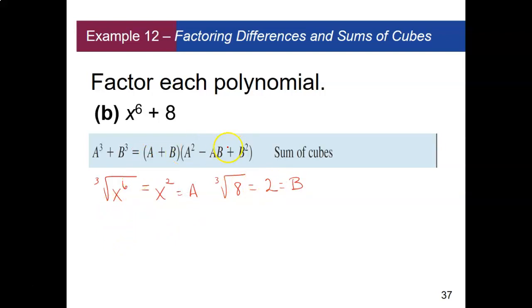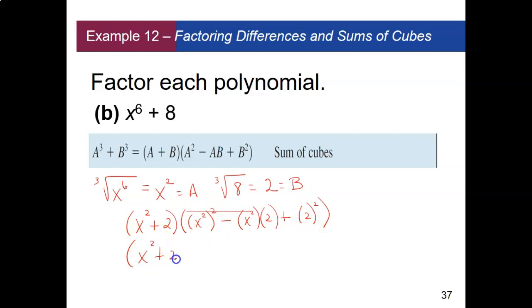So I'll just apply this rule here to factor it. So I'm going to put in the place of this A, I'll put in x squared. In the place of the B, I'm going to put in 2. So I'll have here an x squared squared minus an x squared times 2 plus a 2 squared. So I've got x squared plus 2. Here we have x to the 4th minus, this would be a 2x squared, and then finally a plus 4.